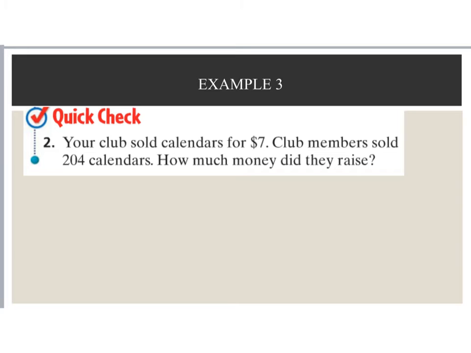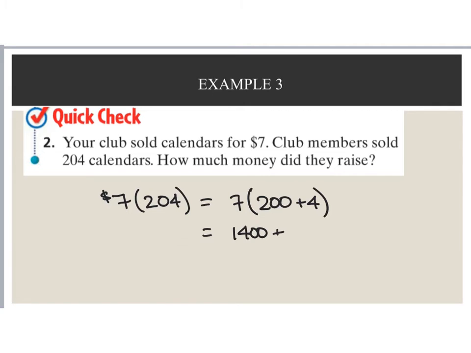Example 3 says, your club sold calendars for $7. Club members sold 204 calendars. How much money did they raise? So I really have $7 per calendar. Then I sold 204 of these. So again, we can break this up into 7 times 200 plus 4. So 7 times 200 is 1,400, plus 7 times 4 is 28. Or we can say that they sold $1,428 worth.